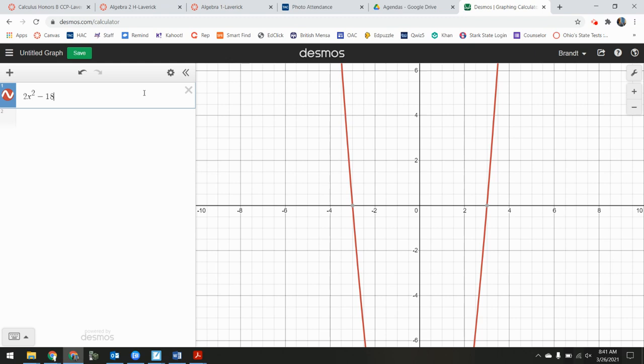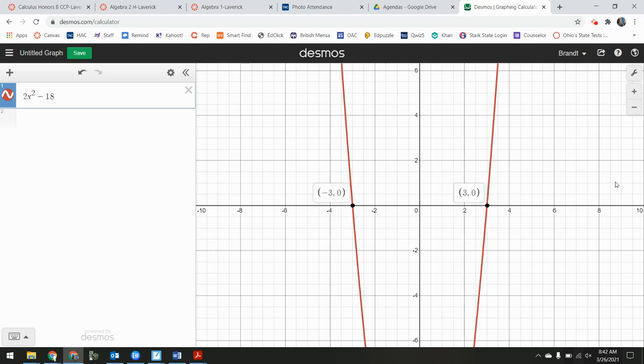Now, again, the zeros of the function are where it crosses the x-axis. And look at that. It tells you exactly where it's going to cross the x-axis. So what are the solutions to this equation? -3, +3, which makes sense. If I solve this algebraically by square roots, I add over the 18, I divide by 2, I get 9. It ends up being plus or minus 3, right?